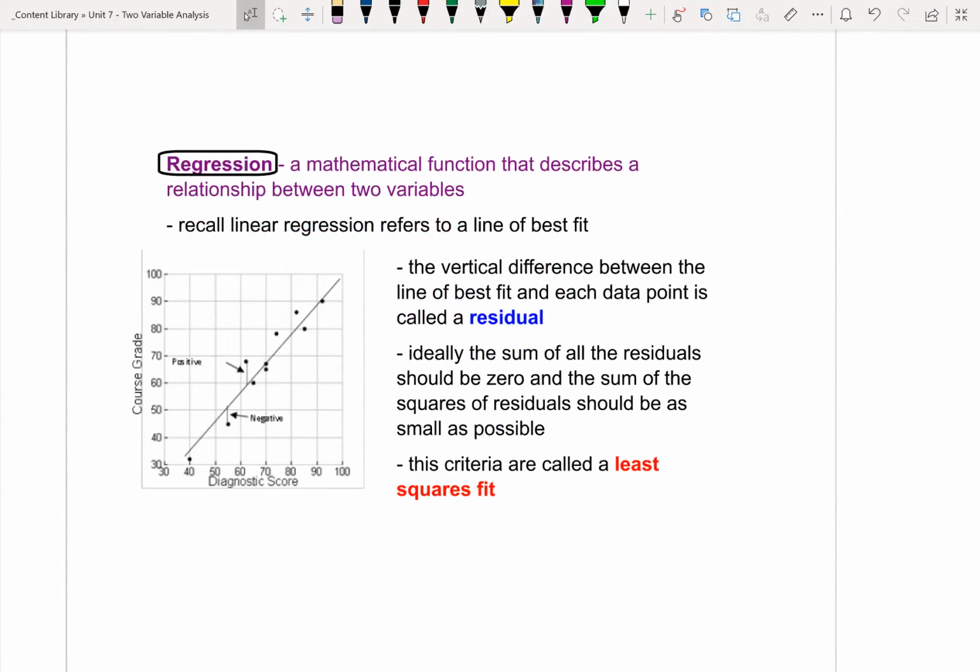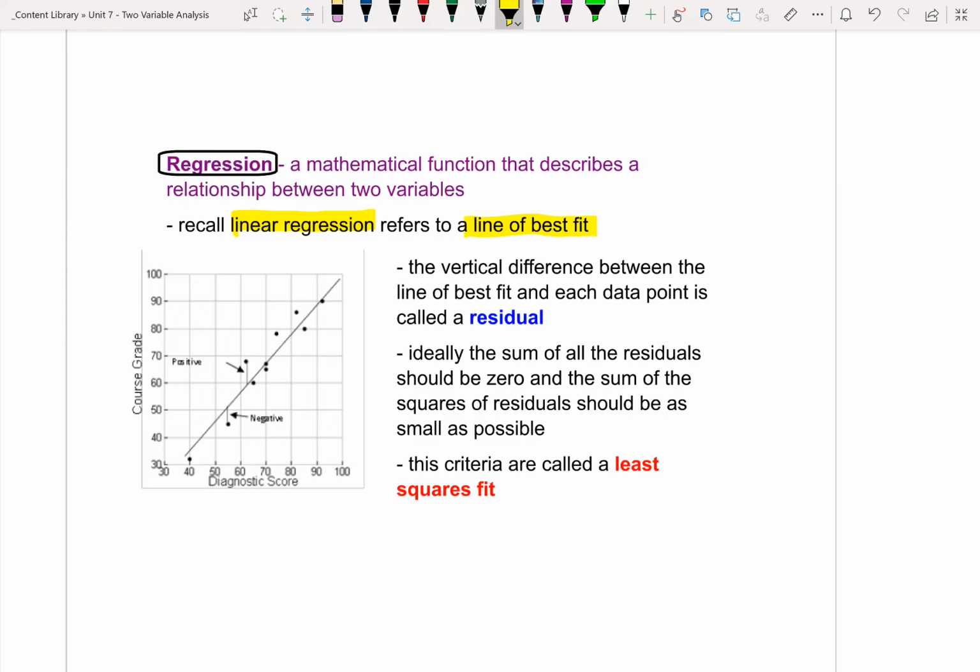Regression is another term. It is a mathematical function that describes a relationship between two variables. Linear regression means we're looking for a linear model that fits or describes the relationship between two variables. We've seen a linear regression referred to as a line of best fit. The vertical distance between the line of best fit and each data point is called a residual. So if we look at the vertical distance of each value away from the line of best fit, that's called the residual.